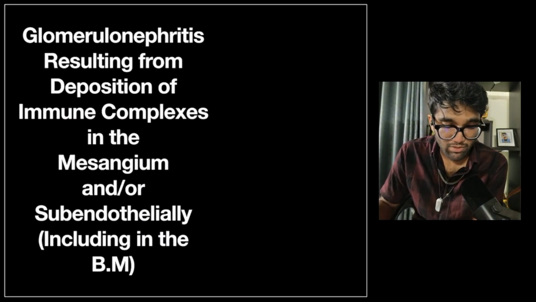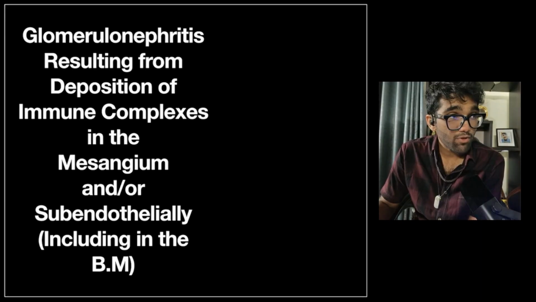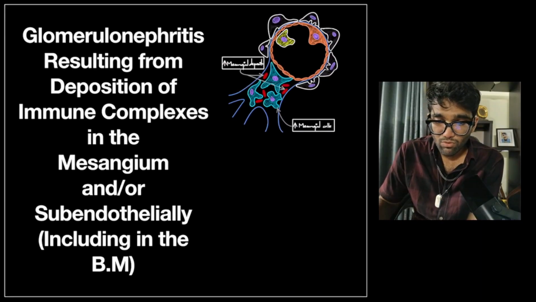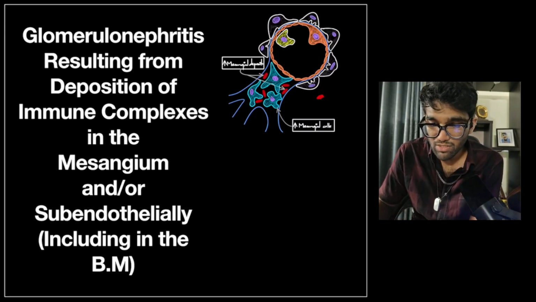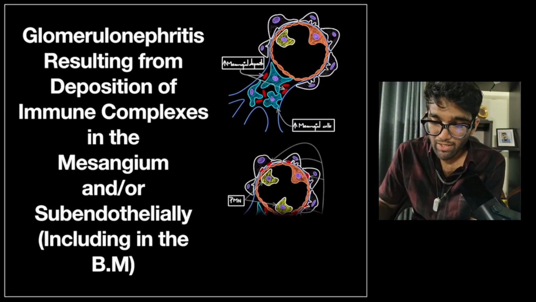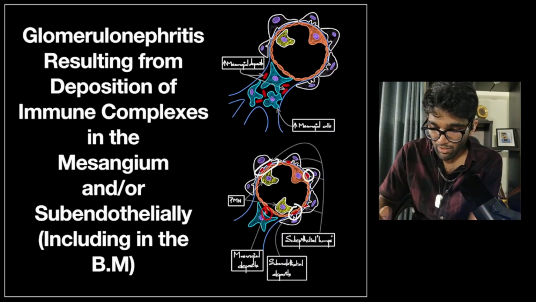Now, coming into the meat of the discussion. We're going to discuss the glomerulonephritis resulting from the deposition of immune complexes in the mesangium and/or the subendothelium. This includes getting deposited within the basement membrane. This diagram shows these red dots represent the immune complexes deposited, and here in this first diagram they are deposited within the mesangium only. In this second diagram, you can see they are deposited in the mesangium and in a subendothelial location. So it's deposited here, subendothelially.